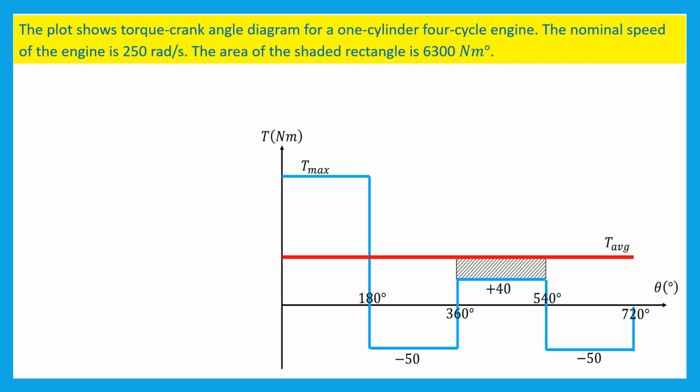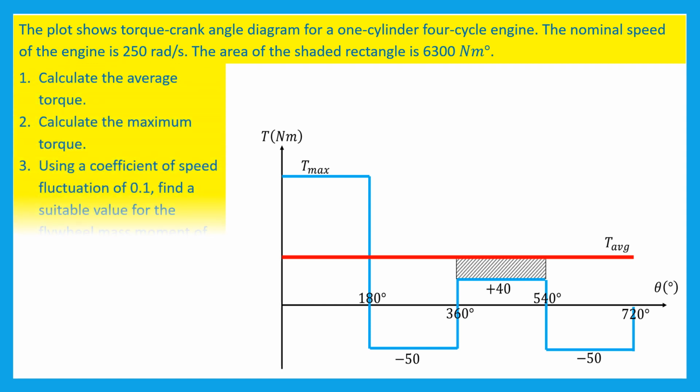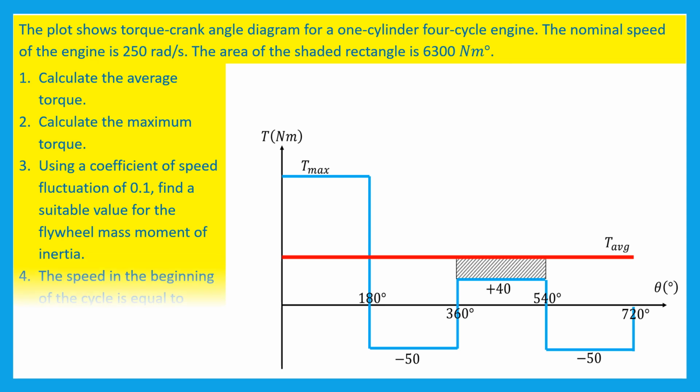It is asked: first, to calculate the average torque. Second, to calculate the maximum torque. Third, to find a suitable value for the flywheel mass moment of inertia using a coefficient of speed fluctuation of 0.1. Fourth, to find the speed at theta equal 180 degrees, considering that the speed in the beginning of the cycle is equal to 237.5 radians per second.